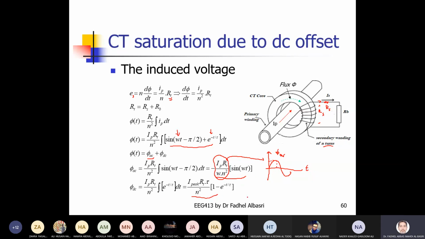And for a decaying DC, the flux due to the DC current: at time 0, e to the minus 0 is 1, so 1 minus 1 is 0. So you have 0 time, 0 flux, and it increases with time. The maximum value is at time infinity, when the exponential becomes 0, and you will reach the maximum at steady state. So this is always the maximum value for the flux.